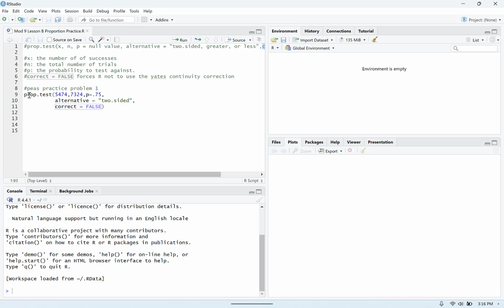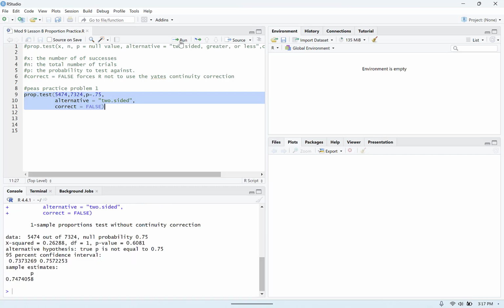All right, so we're going to do the prop test. So prop.test, x is our smooth peas, 5474, comma, n, which is 7324. Notice I don't have to set those equal to something. But for the proportion, I do have to do p is equal to whatever's in the null, which is 0.75. It does have to be in decimal form. Comma, I have an alternative that's two-sided because I'm doing not equal to. And then correct equals false.